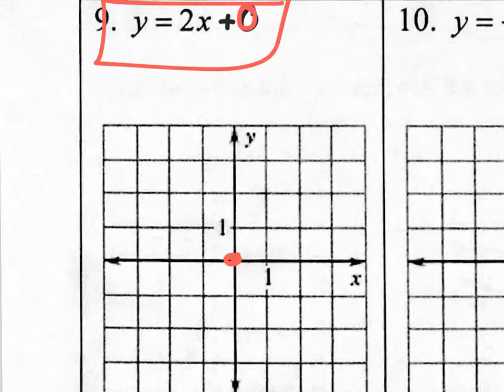So that tells you your y-intercept. Where does it cross the y-axis? It crosses right here at 0, because the b value is 0. Now, what do you do from that point, 0? Up 2 to the right 1. So you put that dot right there, connect your dots, you're done. Let's go to the next one.